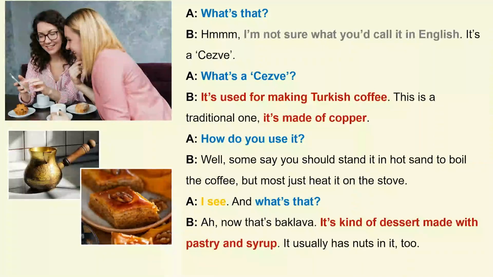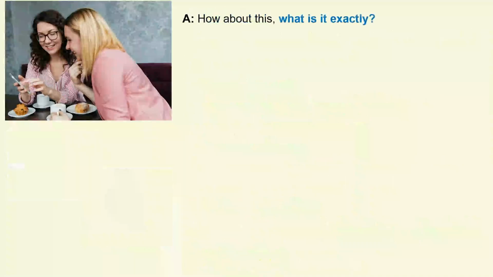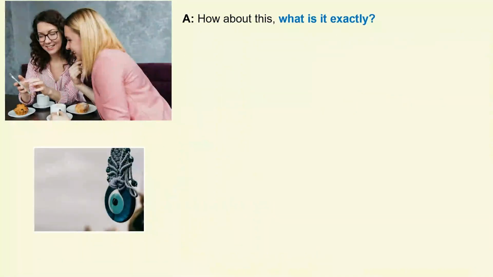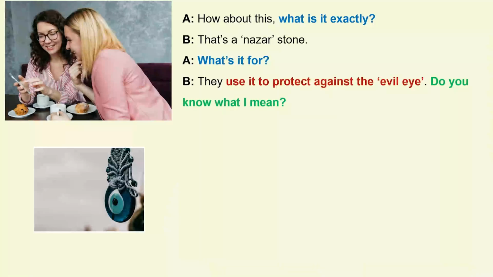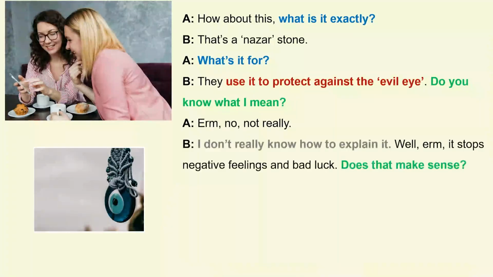And what's that? Now that's baklava. It's a kind of dessert made with pastry and syrup. It usually has nuts in it too. Okay, I've got it. Looks delicious. How about this? What is it exactly? That's a nazar stone. What's it for? They use it to protect against the evil eye. Do you know what I mean? No, not really. I don't know really how to explain it.